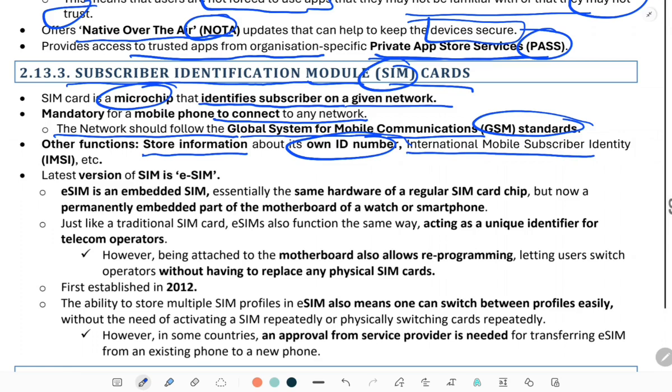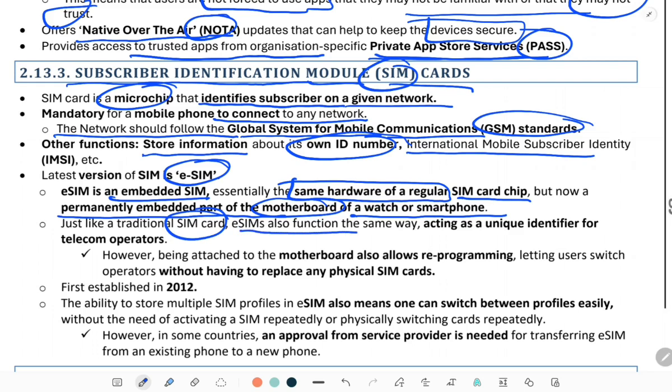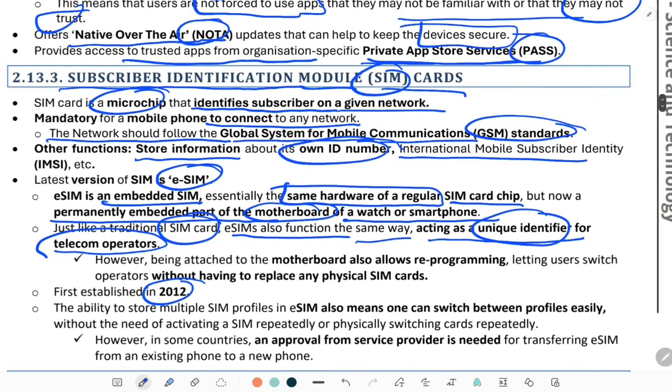The latest version of SIM is eSIM. eSIM is an embedded SIM, essentially the same hardware as a regular SIM card chip, but now a permanently embedded part of the motherboard of a watch or a smartphone. Just like a traditional SIM card, eSIM also functions the same way, acting as a unique identifier for telecom operators. It was established in 2012. Okay, and its ability to store multiple SIM profiles means one can switch between profiles easily.